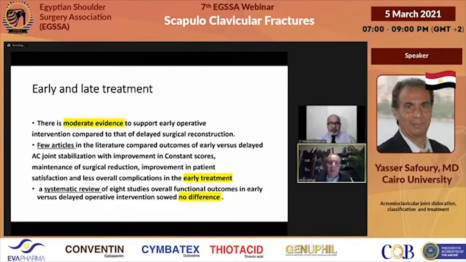Therefore, there are two issues. The first issue is early versus late treatment. What is important? There's moderate evidence in the literature about early treatment, and most of them recommend early treatment. Others, in a systematic review, found that there's no difference between early and late treatment.